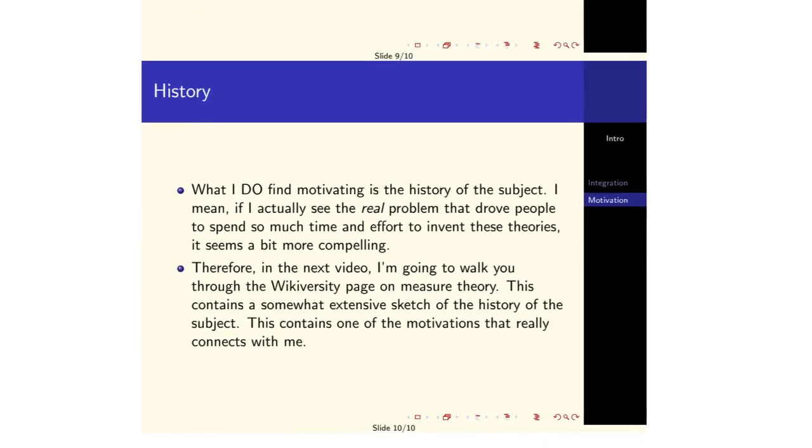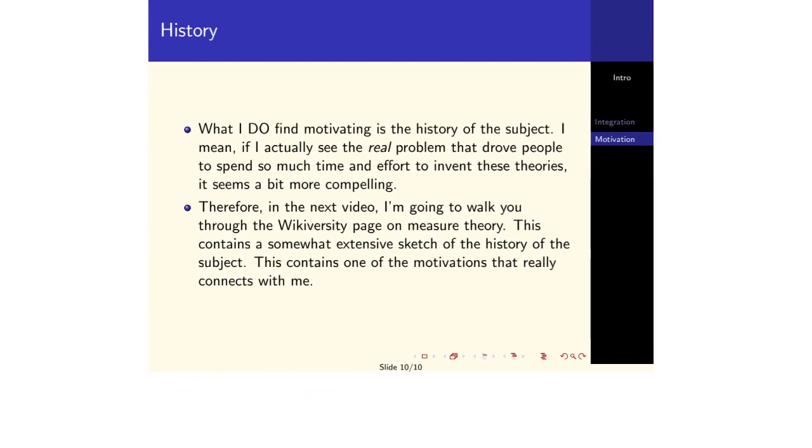And what does motivate me is the history, which I know, maybe I'm a little bit unusual in this way. I think a lot of people find the history of mathematics somewhat idle and uninteresting and it does not help to motivate anything for them. But for me, it does. I mean, in my eyes, I'm really looking at real problems, right? So real that they really existed in the past.